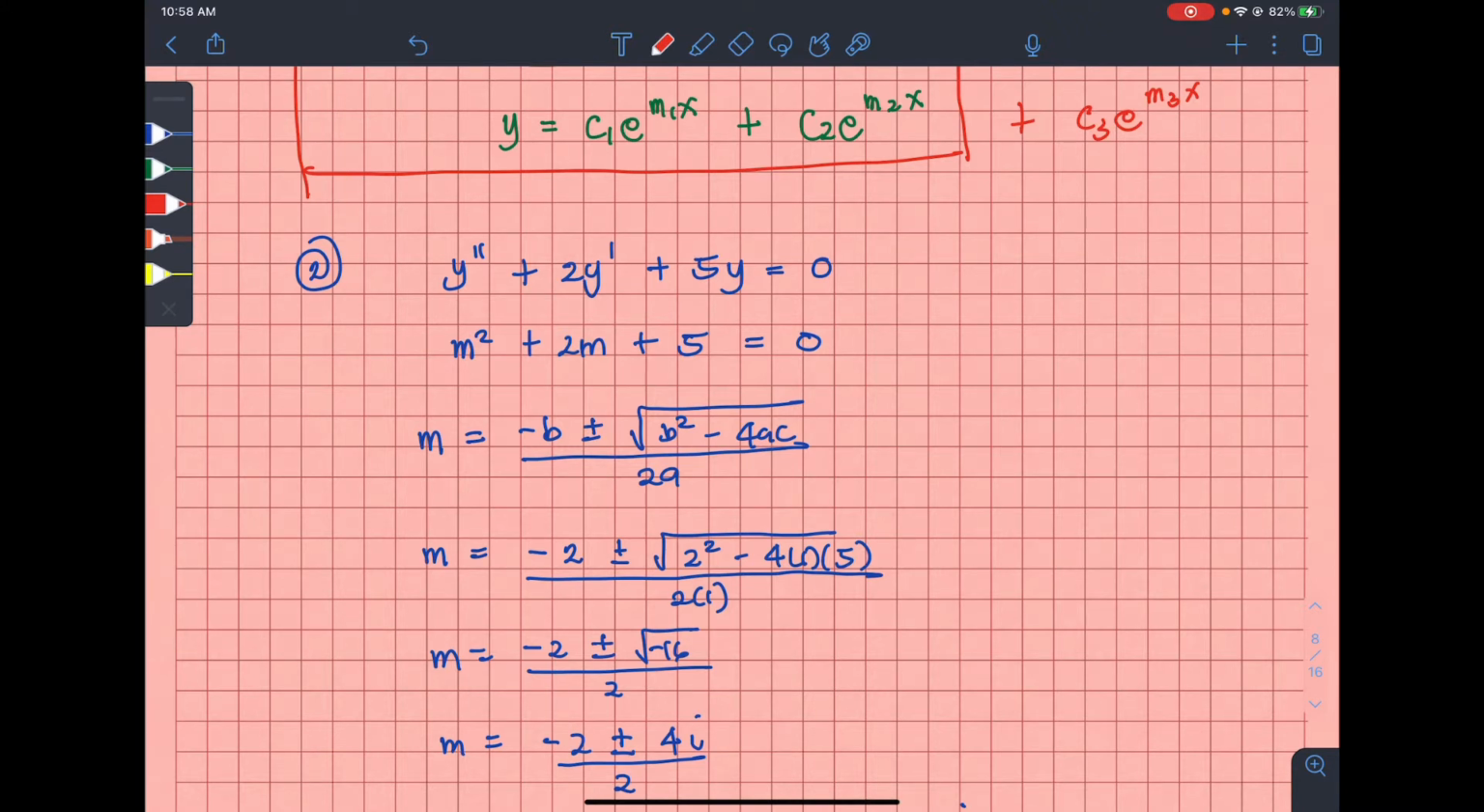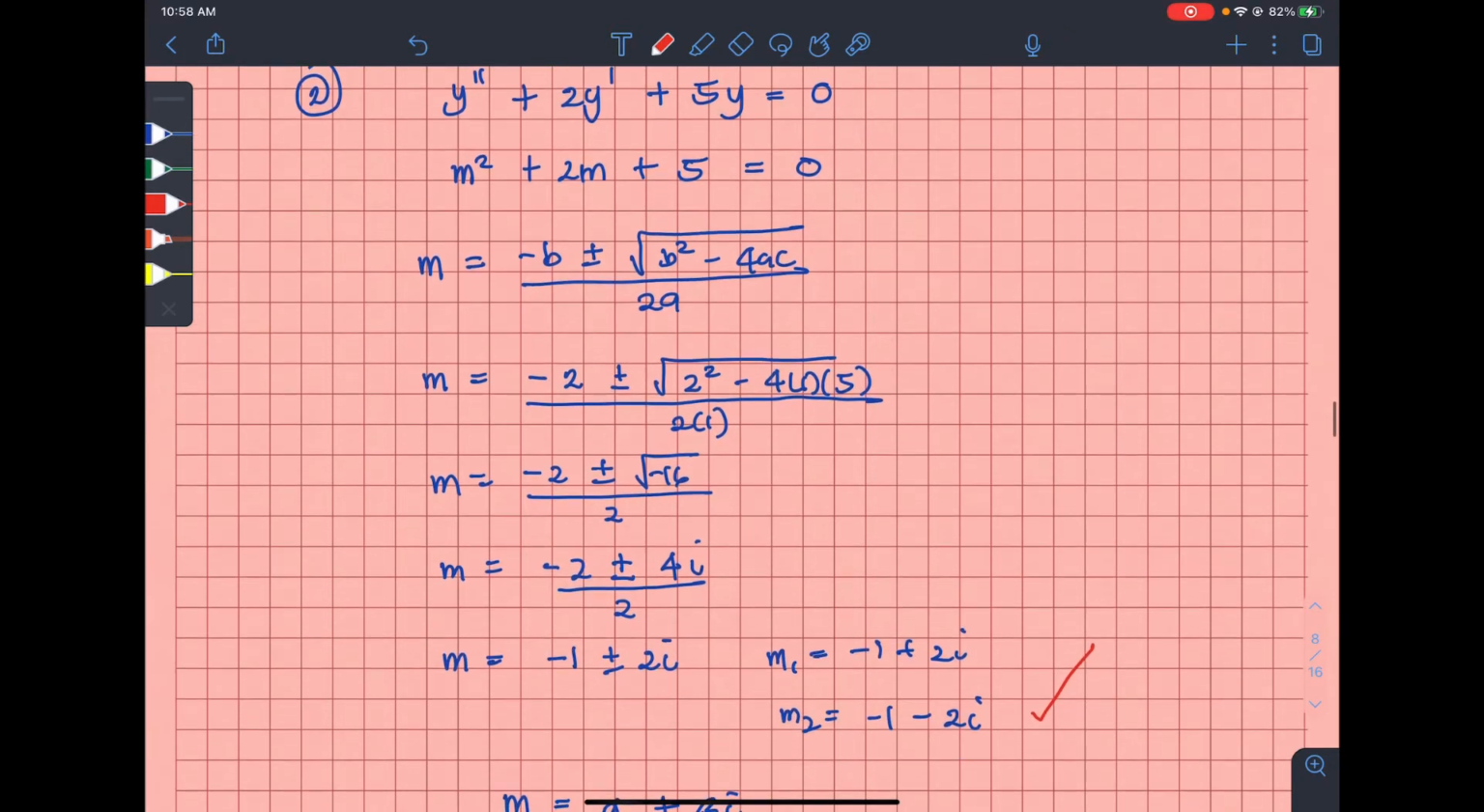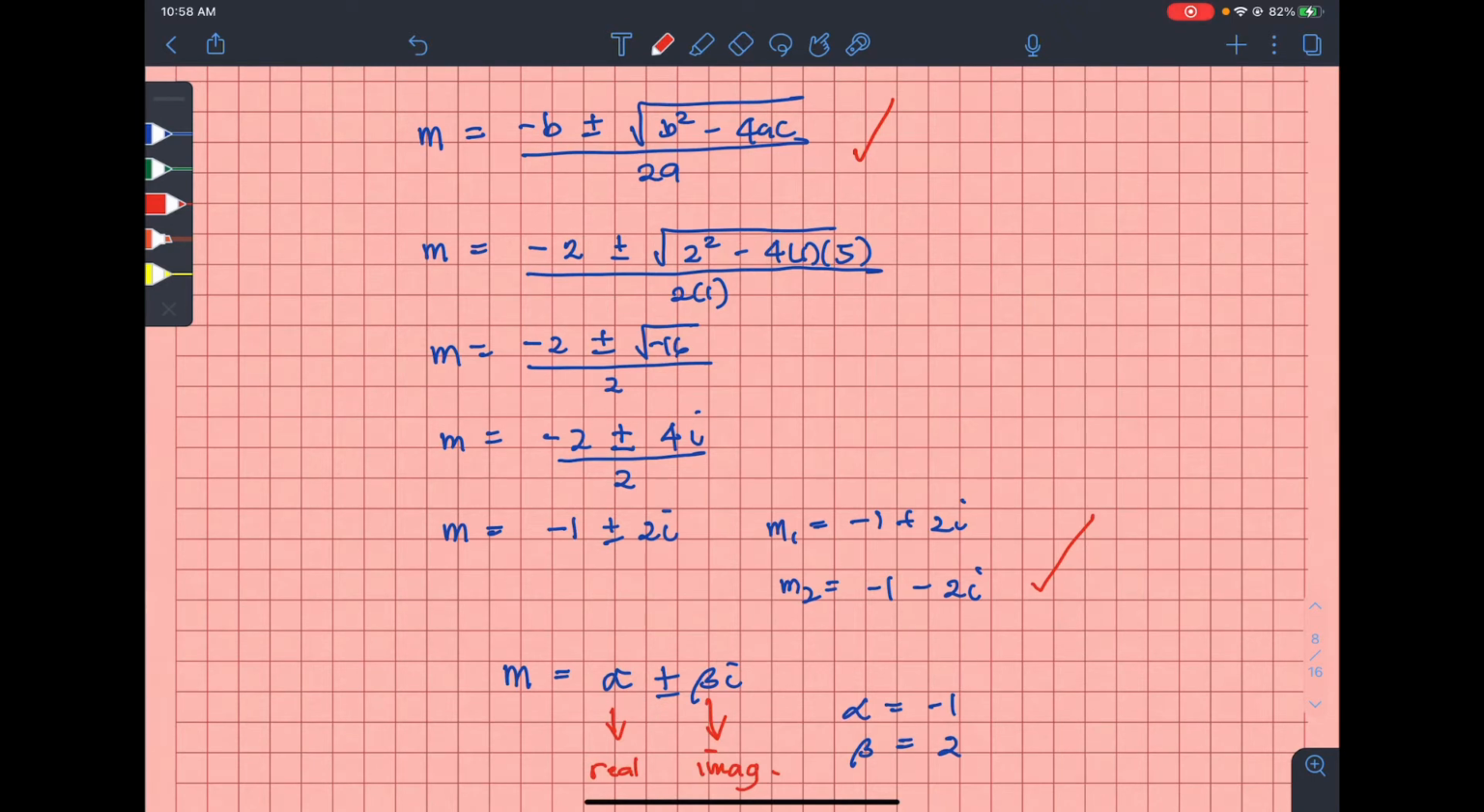So remember, we have a formula in finding the roots of a given equation, a quadratic equation. That's the quadratic formula. So applying this formula and then simplifying, it will yield a complex number, that is negative 1 plus and minus 2i. So here, our alpha is negative 1, and our beta is actually equal to positive or negative 2. Okay?